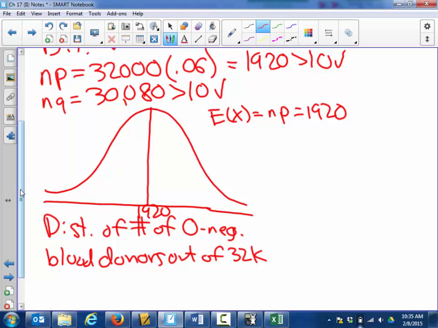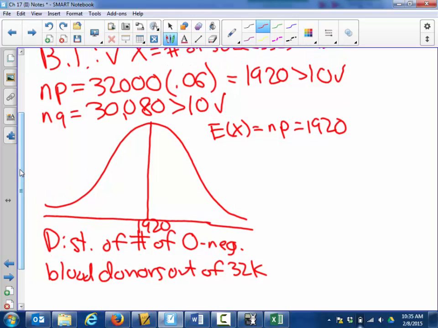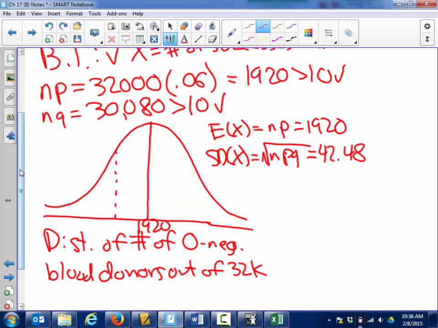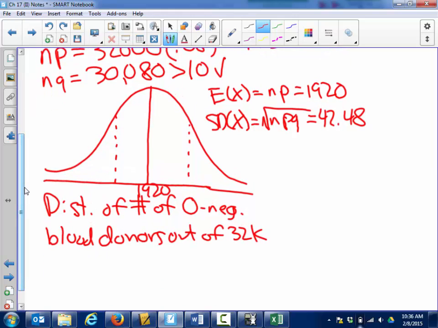Well, we already found that. I don't need to rewrite that out. That was part of the conditions. We expect to see 1,920 people who have this blood type. That's our expectation. Doesn't mean it's going to be the case. The standard deviation of x is equal to the square root of npq, which is the square root of 32,000 times 6% times 94%, which is 42.48, which interestingly, out of 32,000 donors, is not a whole lot of variation.